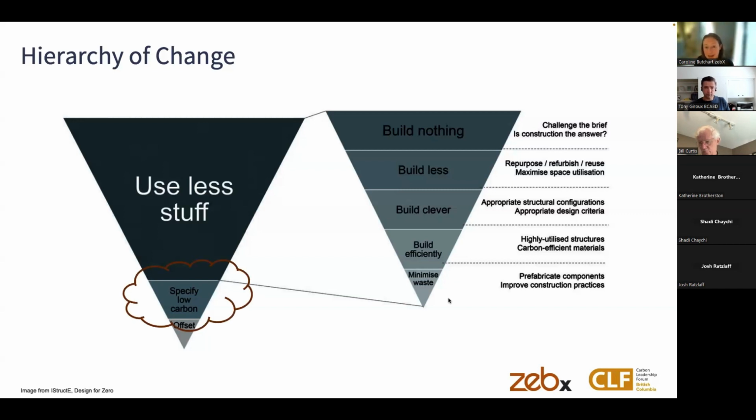So this is where I think we are in industry right now. The people who are ahead of the curve and who are already looking into reducing the embodied carbon of their projects are typically going down the route of specifying low carbon. And that's getting them some way, but there is a whole host of the triangle up above that we can move into.